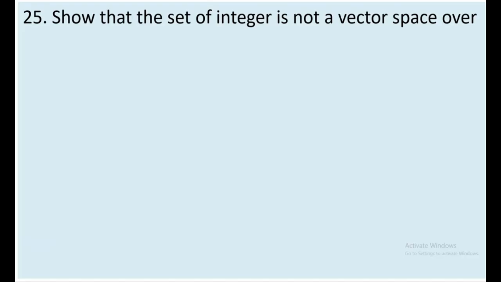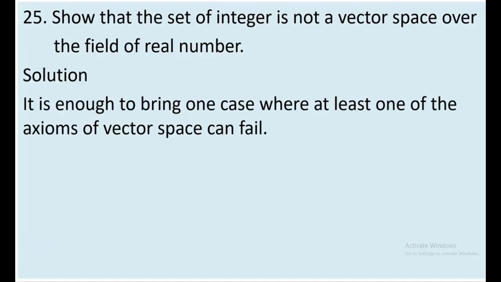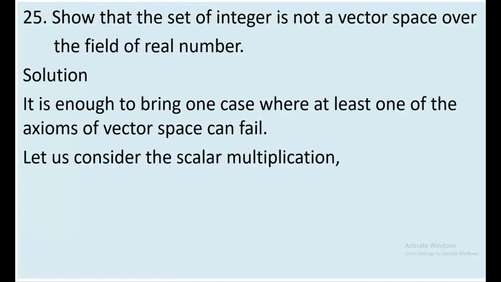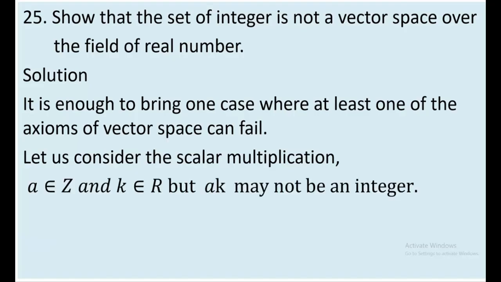Okay, students, let's continue. Now again, you are asked to show that the set of integers is not a vector space over the field of real numbers, okay? So the collection is now integer numbers. So let's see what's going to happen. Here it's enough to bring one case where at least one of the axioms, those 10 axioms, can fail. So let's consider the case of scalar multiplication. Now take an arbitrary integer because our set is a collection of integers. Let's say a is an integer.